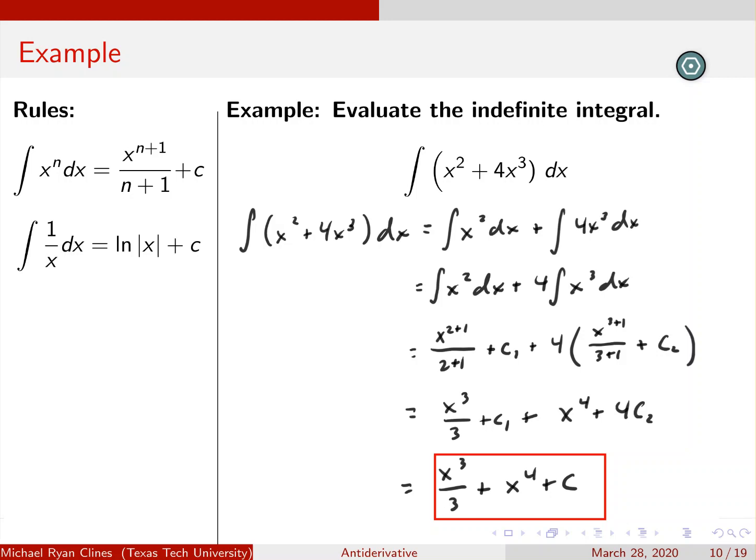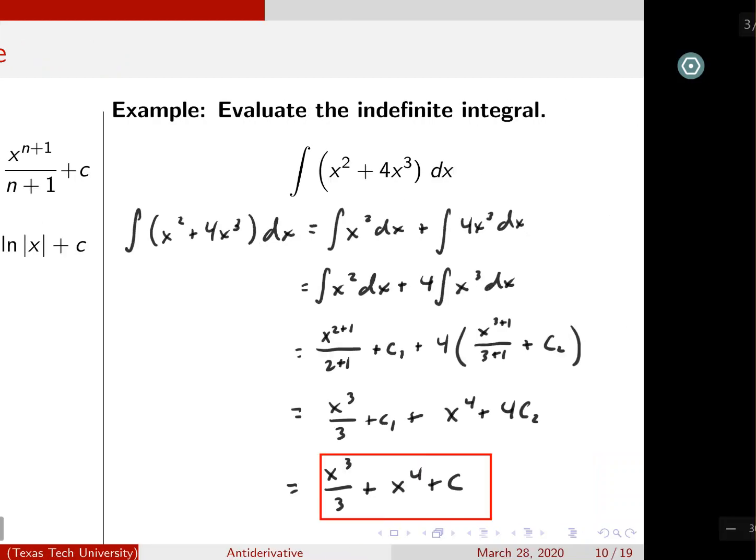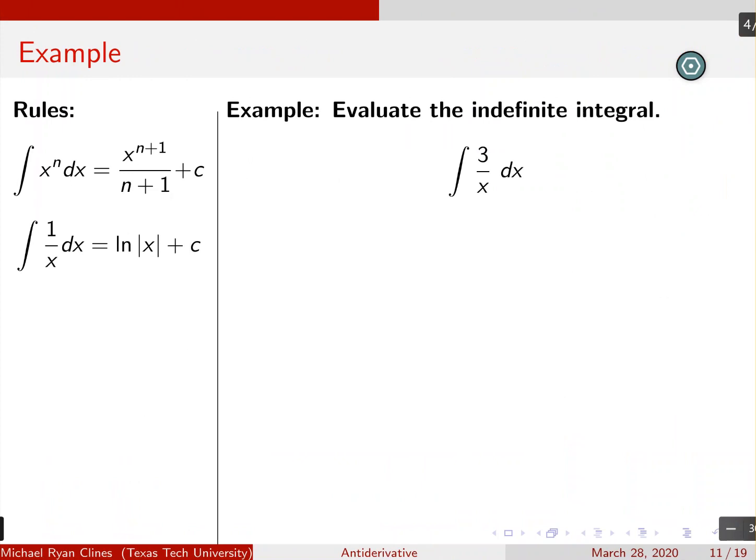Now, that was the integral of this polynomial. Let's see another situation. What if we wanted to integrate 3 over x dx? Well, now it's probably safe to assume, given that we have something over x, that we're going to want to use this one. So let's take the integral of 3 over x dx.